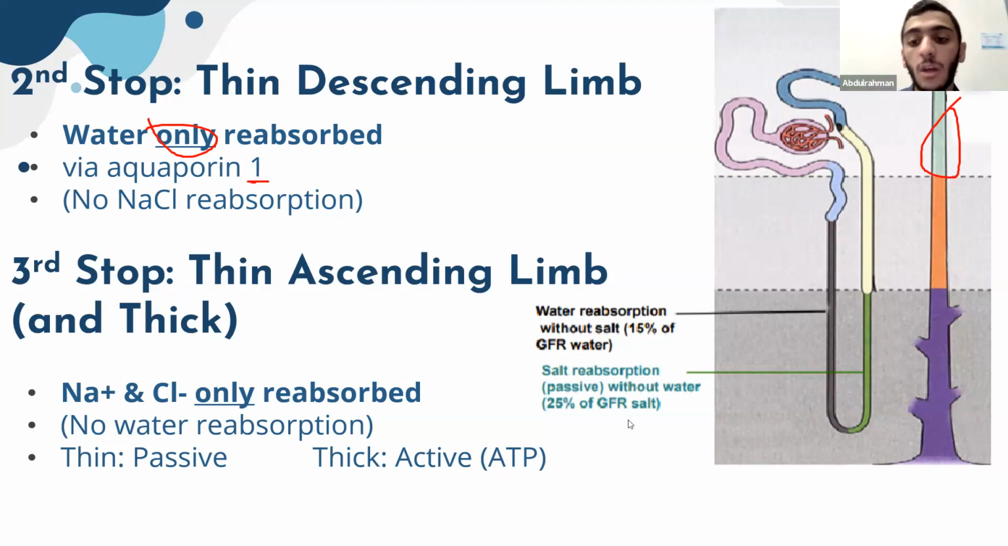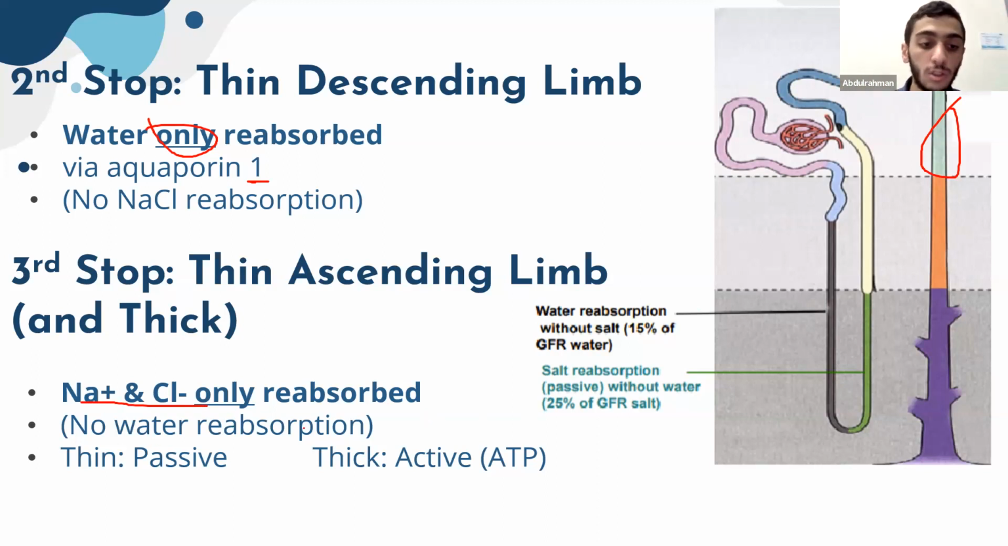Tamam? So aquaporin 1 takes in water, but it doesn't take sodium chloride, okay? It only takes in the water. Now, then we got the ascending limb. The ascending limb is the opposite. It takes in the sodium and chloride, but it doesn't take in the water, tamam? So the descending limb and the ascending limb of the loop of Henle are different. One takes in the water, one takes in the salt.